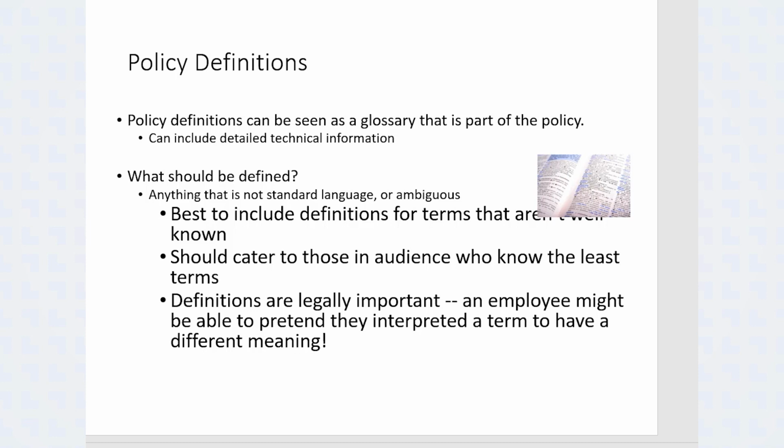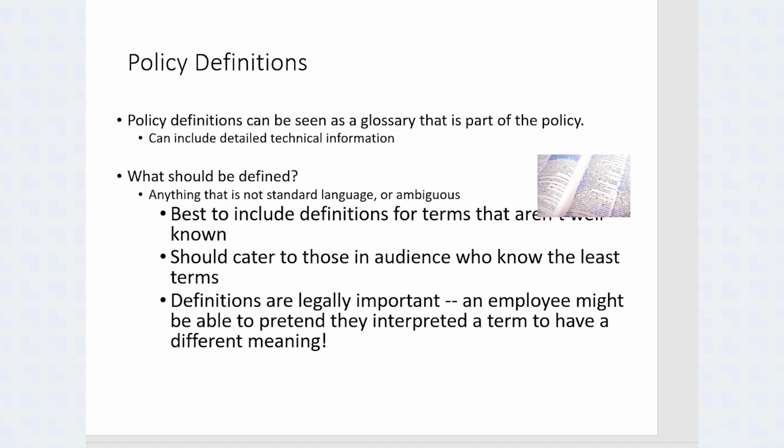Policy definitions can be seen as a glossary that's part of the policy, and it can include detailed technical information. You want to make sure that in your glossary or your policy definitions, there's something that's a particular term of art or is not standard language or maybe ambiguous. You want to include them in your policy definitions.